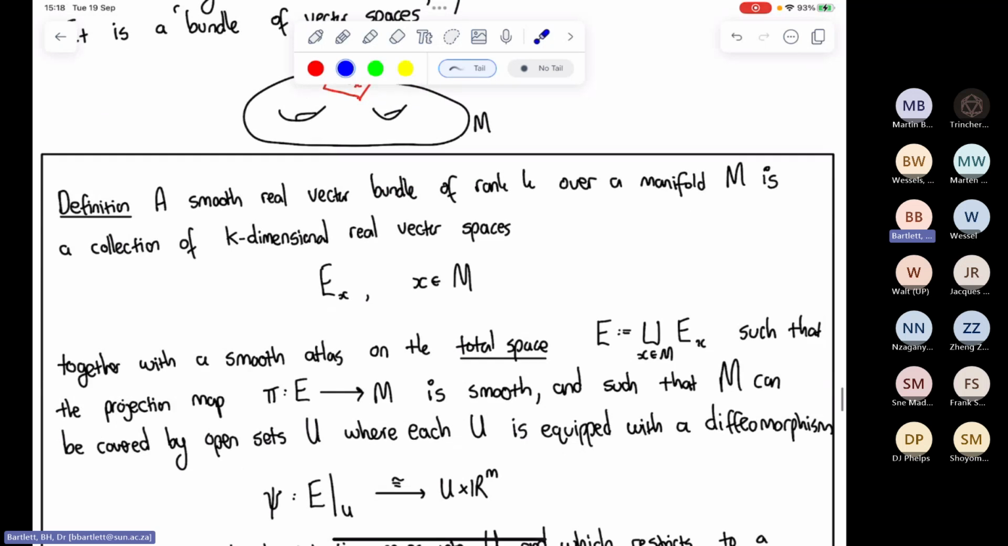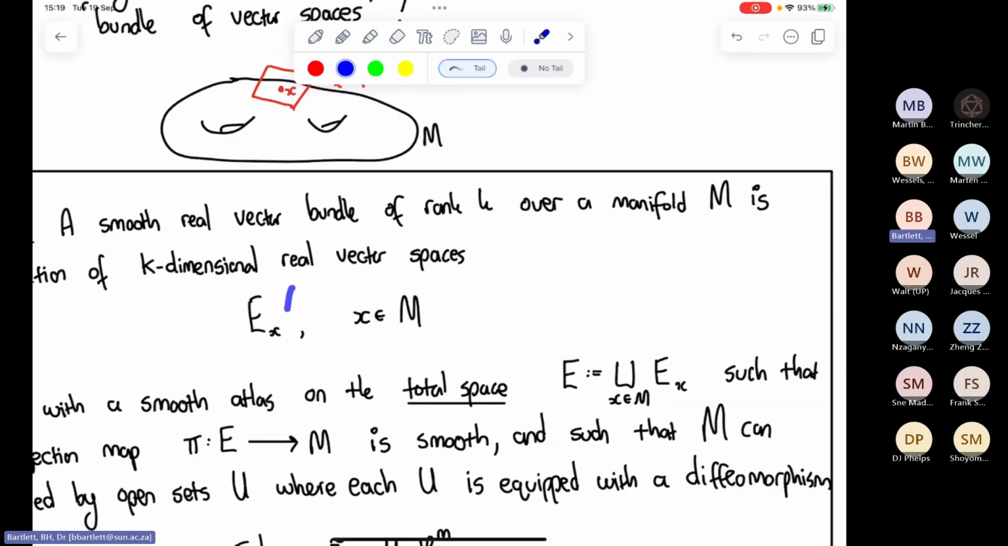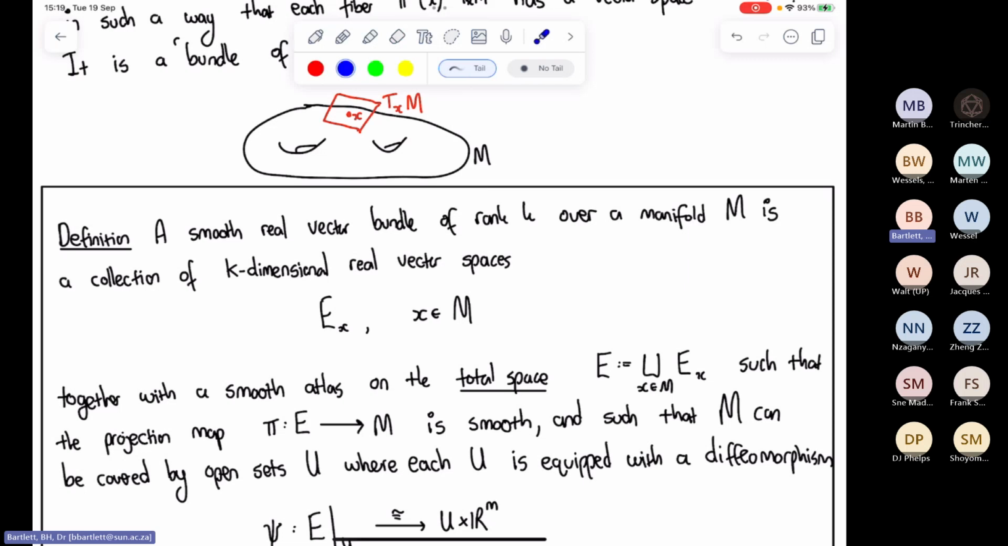So a smooth real vector bundle of rank k over a manifold M is a collection of k-dimensional real vector spaces parameterized by the points in the base manifold. That's what it is first and foremost, satisfying some properties. But it's a collection of k-dimensional vector spaces parameterized by the base manifold. What are the extra properties that that collection of vector spaces must have?